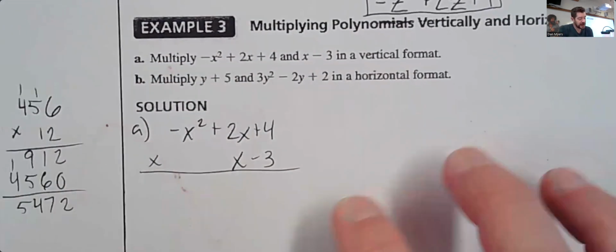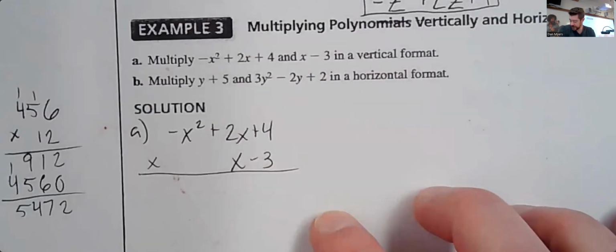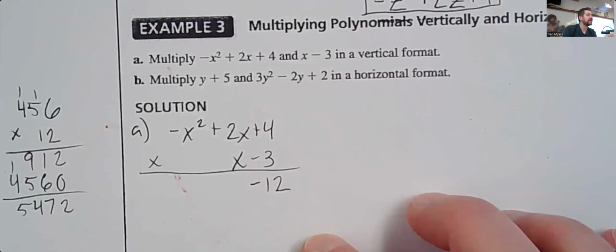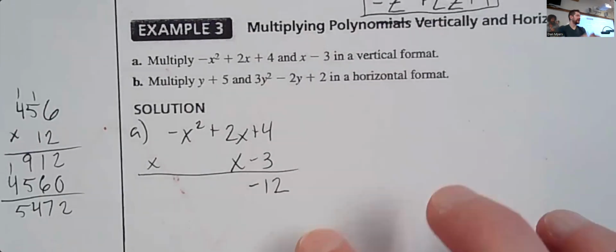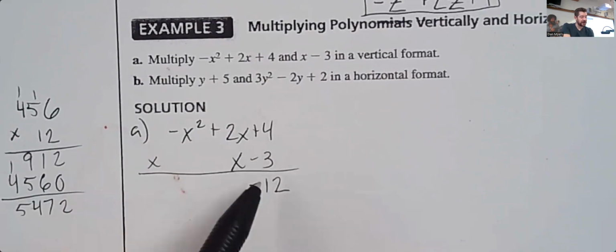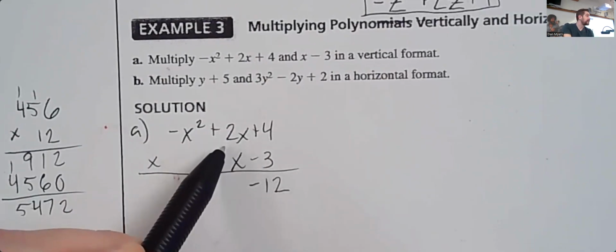So negative 4 times 3 is what? Negative 12. Here's the weird thing. We don't carry. We're not using the carrying method here. It's the same type of process, but it's not the same process because we're multiplying the constant by every term, and then we're multiplying the linear by every term. So negative 3 times 4 is negative 12. Negative 3 times 2x is what?